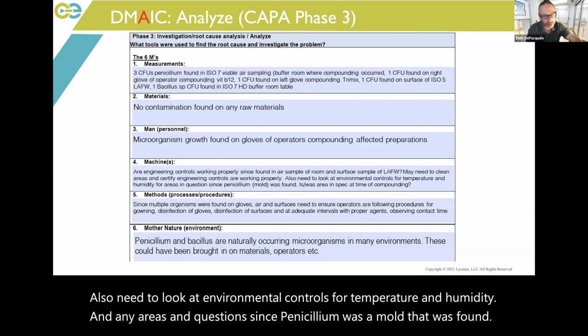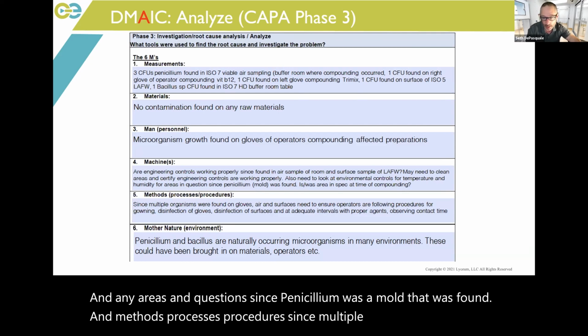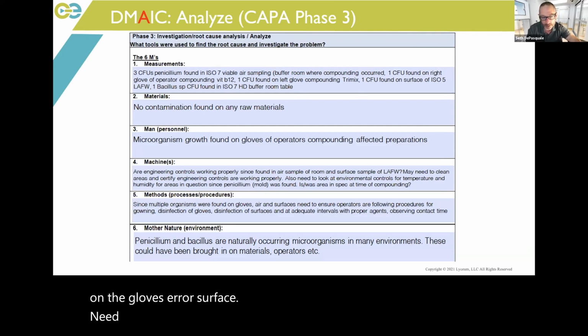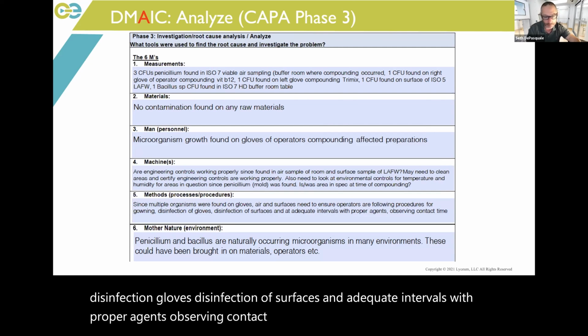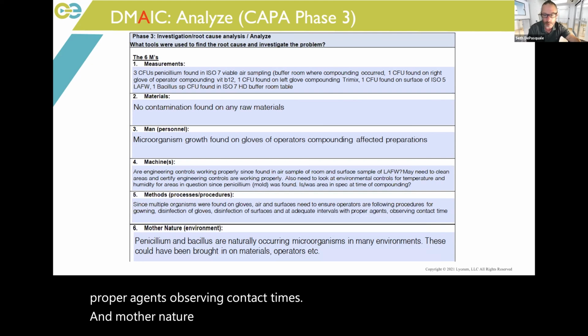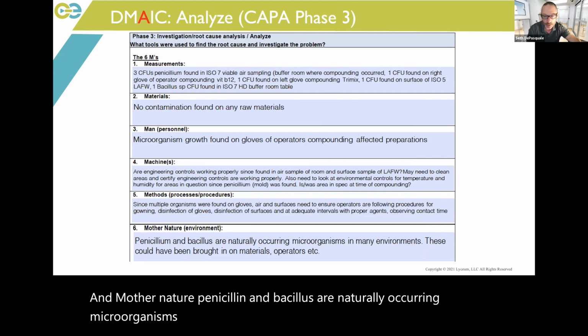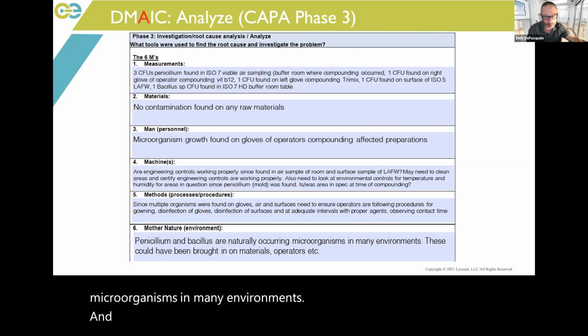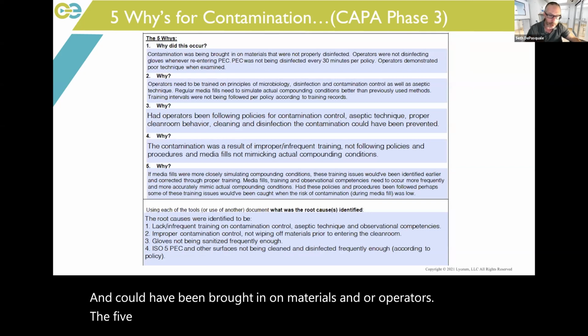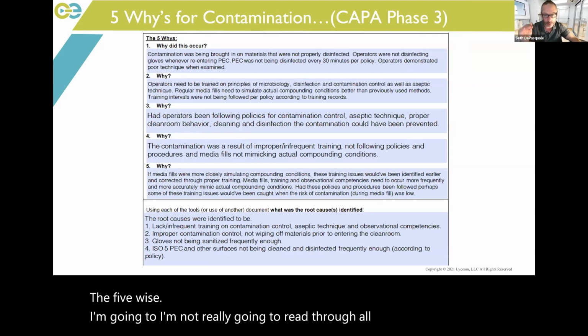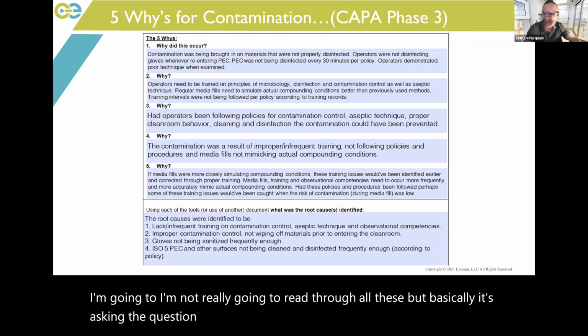And methods, processes, and procedures, since multiple organisms were found on the gloves, air, surface, need to ensure operators are following procedures for gowning, disinfection of gloves, disinfection of surfaces, and adequate intervals with proper agents, observing contact times. And Mother Nature, Penicillium and Bacillus are naturally occurring microorganisms in many environments, and could have been brought in on materials and/or operators. The 5 Whys, I'm not really going to read through all of these, but basically it's asking the question why 5 times to boil down to get to the root cause analysis.